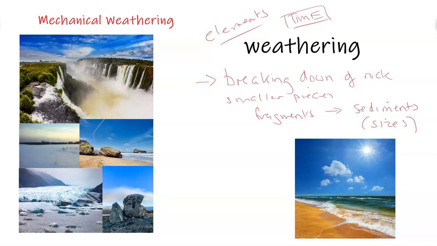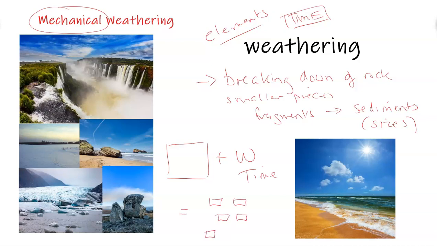Now, the mechanical part, as opposed to the chemical. The chemical is using chemistry, elements and acids to break down and change the composition of the rock. Mechanical is you have one big rock, you add weathering, and over time what you get is little small rocks, the broken down rocks. However, it is the same material. So this here is the same as this, but with a lot smaller pieces and a lot larger surface area.